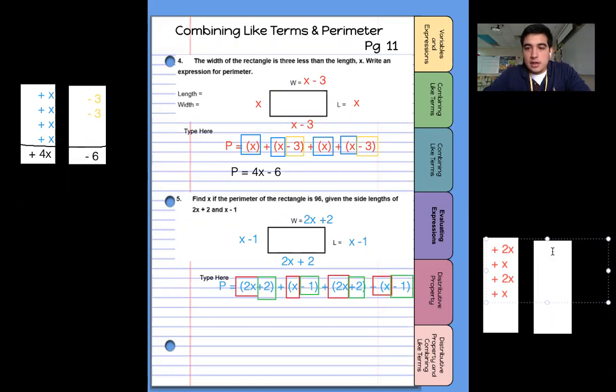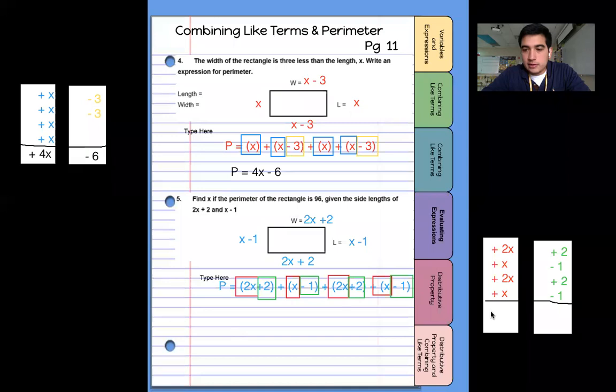Okay. Now we can go to the constants. So in the constants, I have a positive 2, a minus 1, another positive 2, and another minus 1. Okay. So just like we've been doing, draw our line, just like that, and we can add them up.